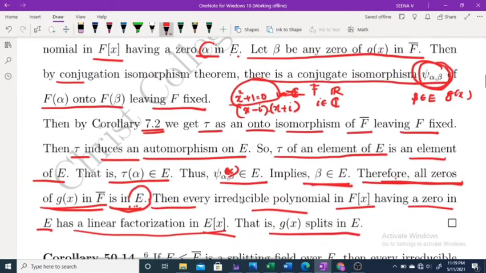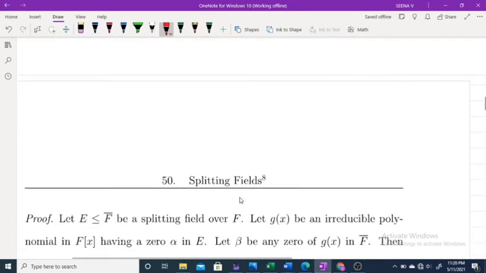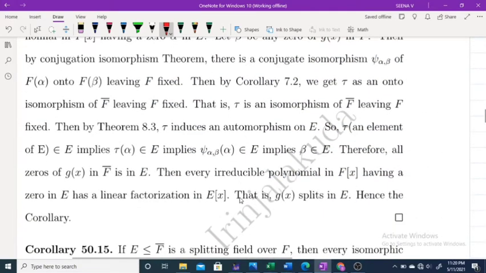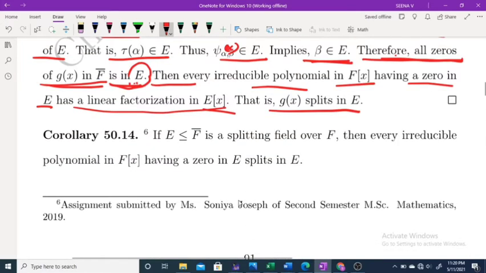I think this is repeated here. There is no need of this portion. It's the same as earlier.